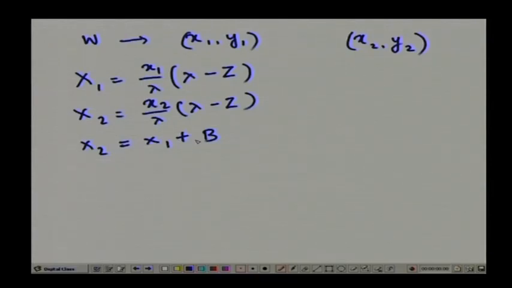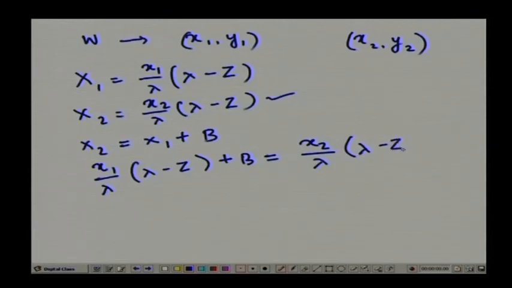Now, if I replace this value of X2, which is X1 plus b, in this particular equation, then I get a set of equations which gives x1 by lambda into lambda minus capital Z plus b, which is equal to x2 by lambda into lambda minus Z. And from this I get an equation of the form Z equal to lambda minus lambda times b divided by x2 minus x1.